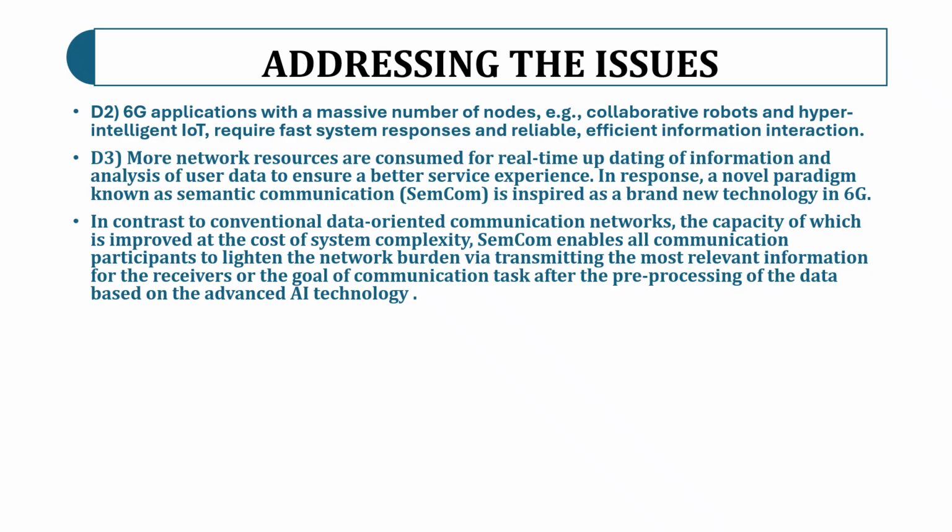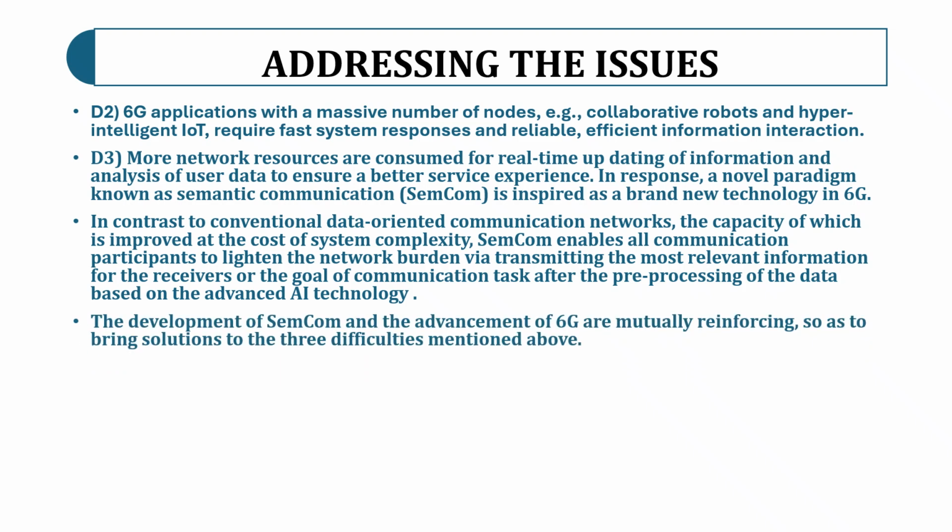Say I have a file and I use 5G: there will be no SemCom and all the data is transmitted. But if I am using 6G with SemCom technology, then it pre-processes the data and filters out the irrelevant information. It only passes the relevant information to the receiver by using AI technology. So the development of both SemCom and 6G are mutually reinforcing and coordinating with each other, and it will bring solutions to the three difficulties, D1, D2, D3, we have discussed.